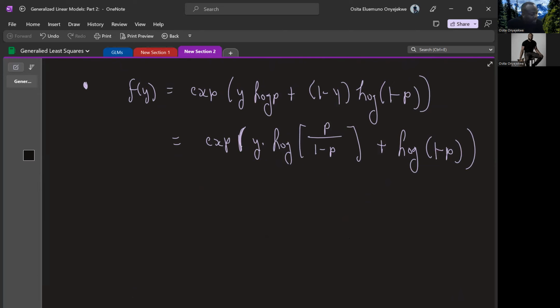Okay. So with that being the case, we can now identify theta. And what's our theta going to be here? We can identify our theta as log of p divided by 1 minus p. And we can describe this as our natural parameter.